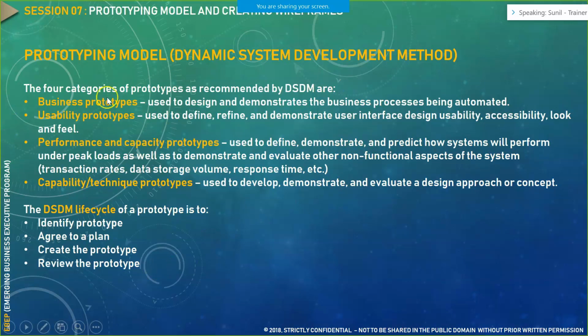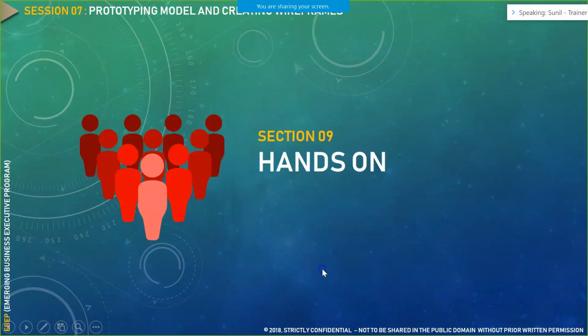Now, this is how things work in dynamic system development. We have business prototype, usability prototype, performance and capacity prototype, and some prototyping techniques. And this is the life cycle of the prototype, that is identify prototype, agree to a plan, create the prototype, and review the prototype. Pretty much self-explanatory.